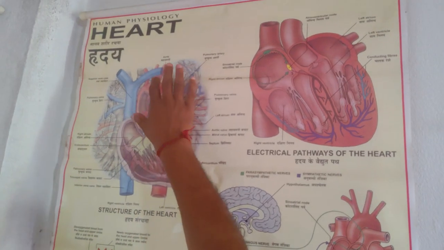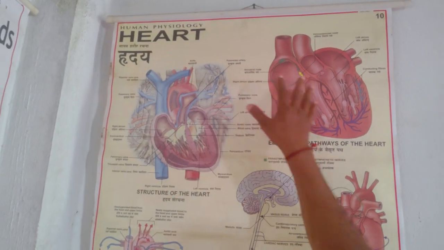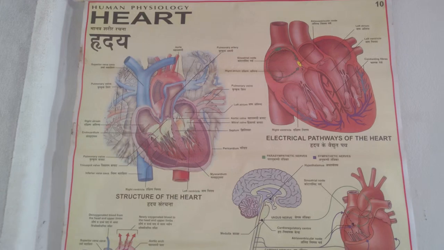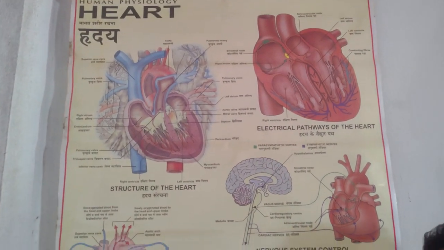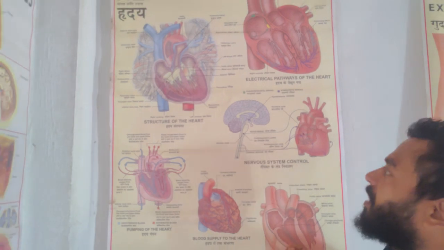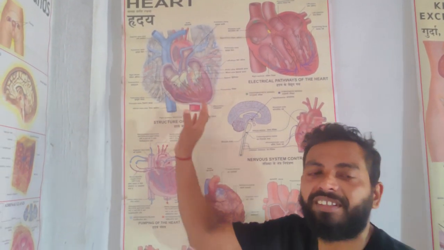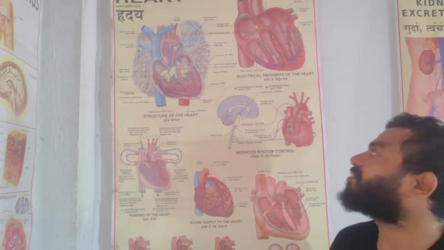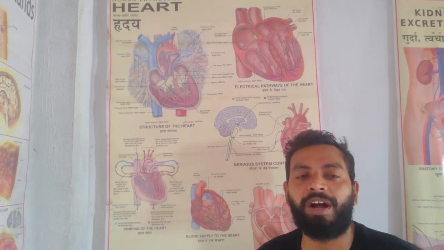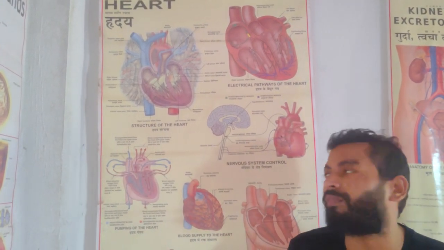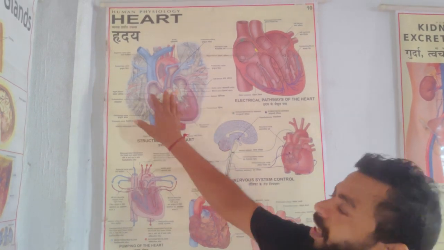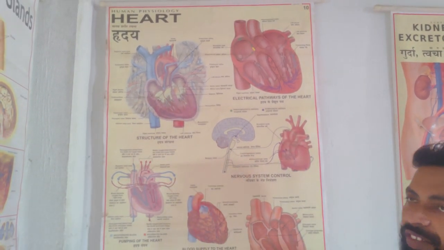Thank you. We learn about human physiology. That diagram is the human heart. First of all, this topic will be read under transportation. What is transportation? Transportation means the circulation of blood from one part of the body to another part through the heart and blood vessels. The heart is the important component of the circulatory system.